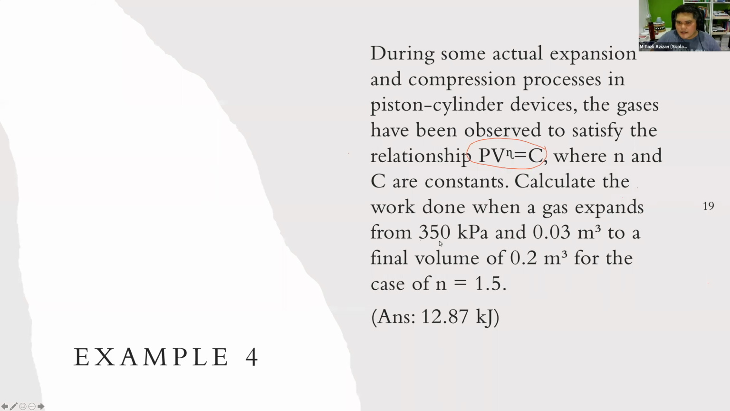And then you were given 350 kilopascal, which is your P1. Okay, and then you were given 0.03 meter cube, so this is your V1. And then a final volume of 0.2 meter cube, so this is your V2. If you look clearly here, the first one is 0.03, the final one is 0.2. So what is actually happening here is an expansion. It is not a compression, it is an expansion. And you were given n equals 1.5. So this is your n, which is 1.5.